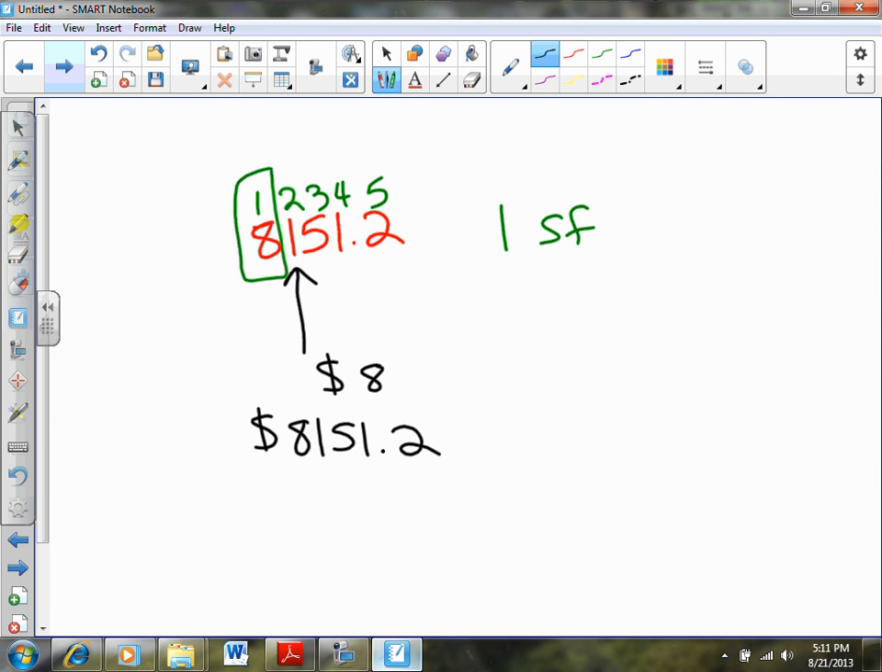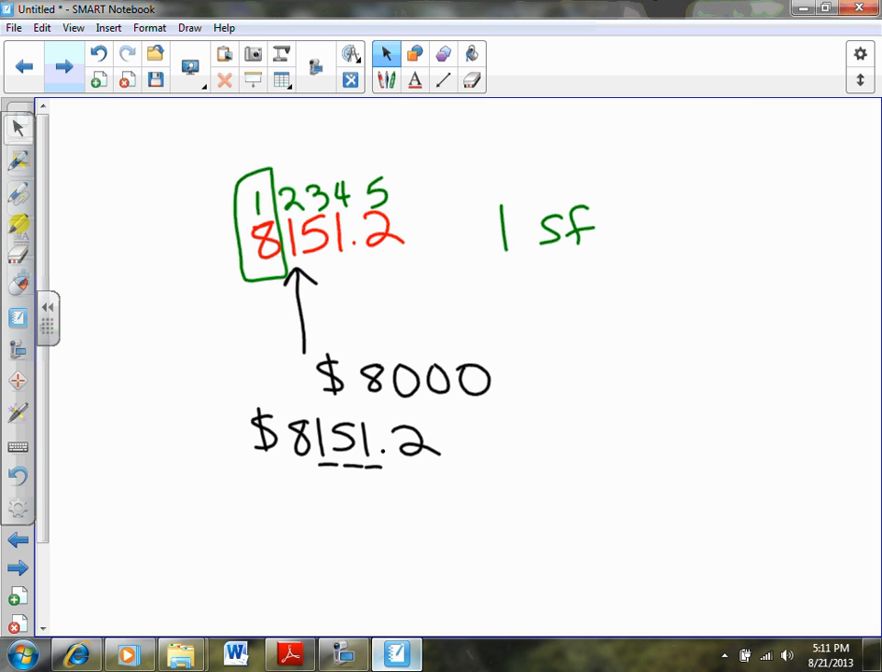So, taking away these decimal places actually changes the value. So you have to replace it with the placeholder zeros so that it retains its value. So this number, 8151.2, rounded to 1 sig fig, would round to 8,000 and not 8.